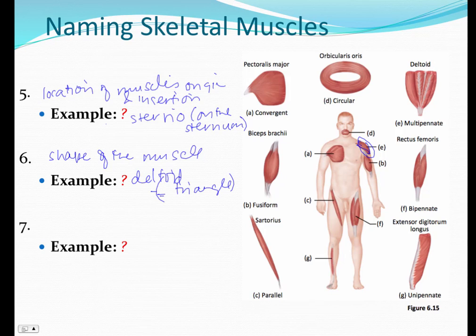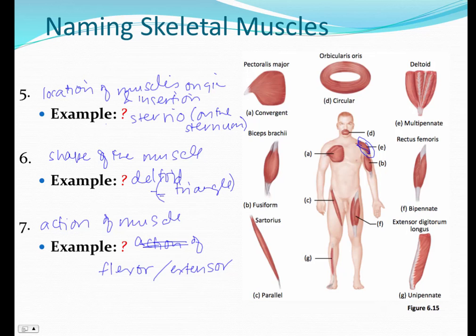And then finally, by the action of the muscle itself. We just went over those different types of actions, whether it's going to flex or extend. And so here we have extensor digitorum longus. And what does that do? Extensor digitorum, that's one within our fingers. So it's going to extend our fingers.